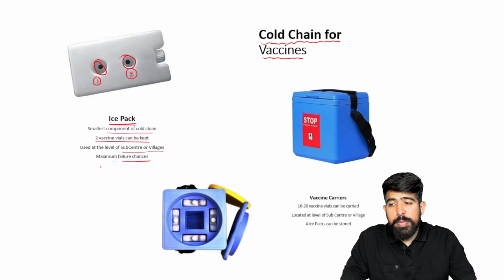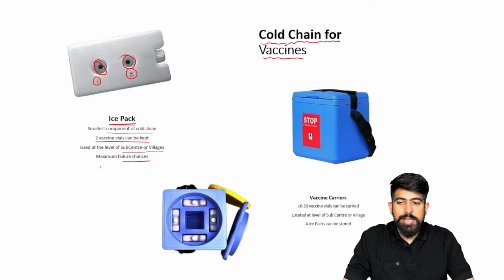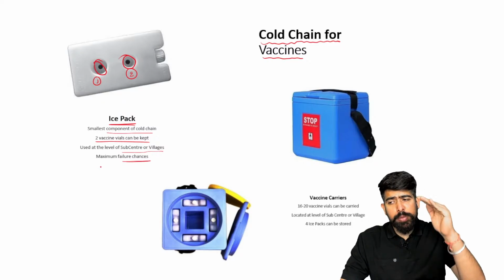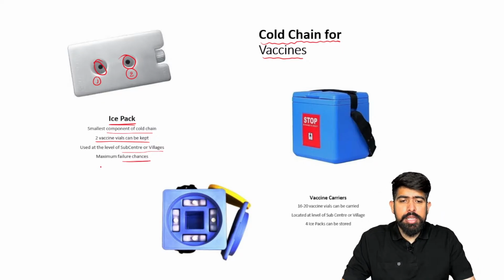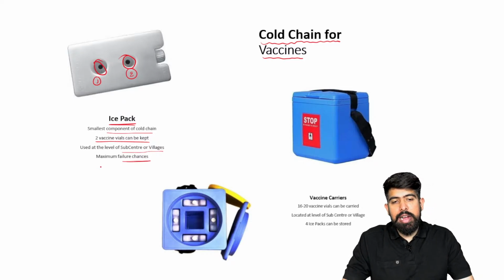The ice pack has the maximum failure chances, because this ice will melt easily with the temperature. It is not covered by anything. So there is a very big difference, and the temperature can decrease or increase suddenly. So the failure will be seen maximum at the ice pack.